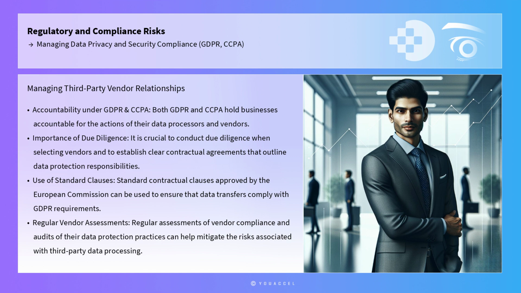In addition to internal measures, organizations must also manage their relationships with third-party vendors. Both GDPR and CCPA hold businesses accountable for the actions of their data processors and vendors. Therefore, it is crucial to conduct due diligence when selecting vendors and to establish clear contractual agreements that outline data protection responsibilities. Standard contractual clauses approved by the European Commission can be used to ensure that data transfers comply with GDPR requirements. Regular assessments of vendor compliance and audits of their data protection practices can help mitigate the risks associated with third-party data processing.